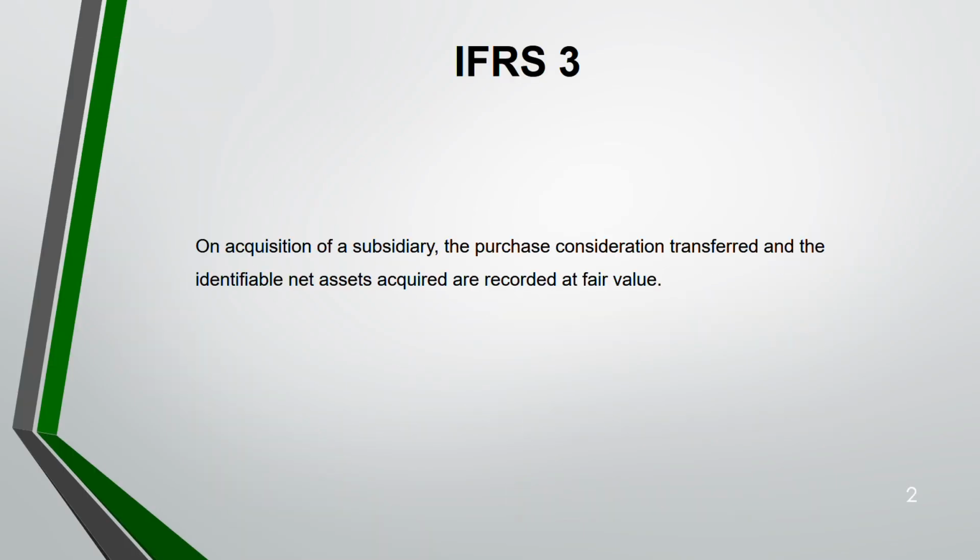So in IFRS 3, when you acquire a subsidiary, there are three things that matter: your purchase consideration, the amount that you are paying to acquire that subsidiary, your net asset, and your NCI, non-controlling interest. Because with these three, you can get your goodwill, which then later you will impair and you will record in a statement of financial position.